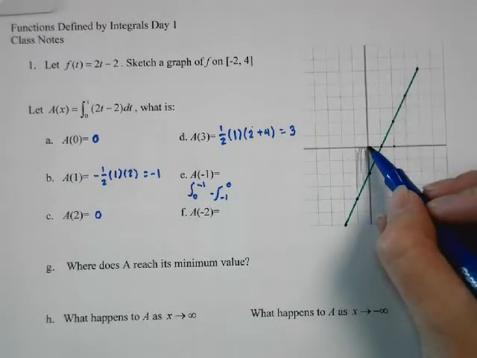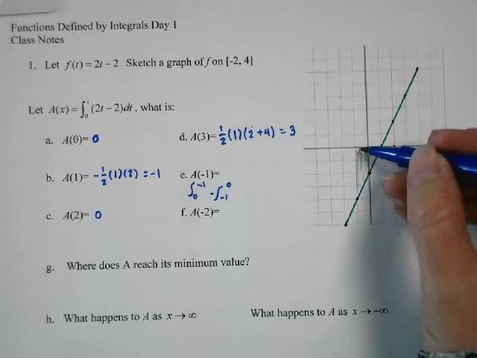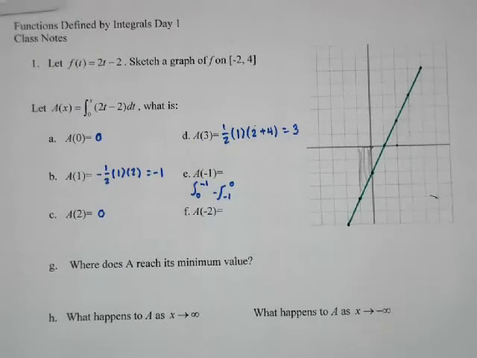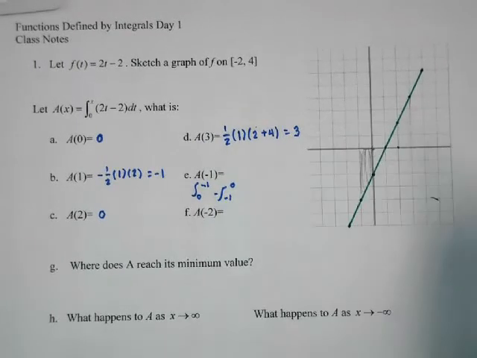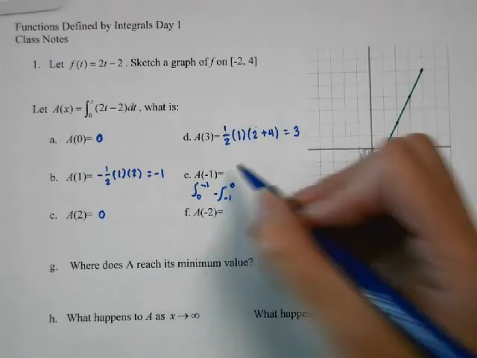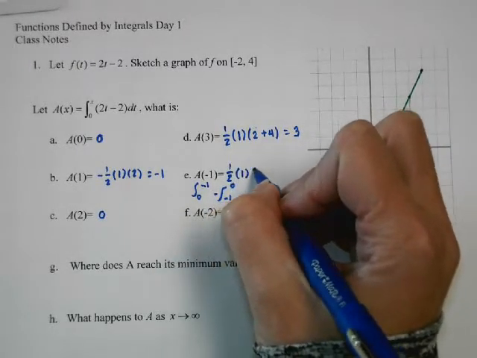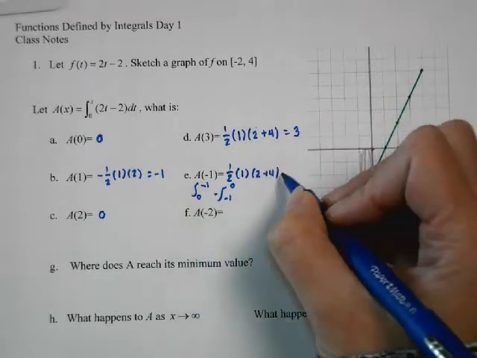The other way to think about it is if you're doing the integral going backwards, and it's below the x-axis, it's going to be positive. If you're going backwards and it's above, it's going to be negative. So this is going to be positive, and then the area of this trapezoid is 1/2 times 1 times 2 plus 4 again.